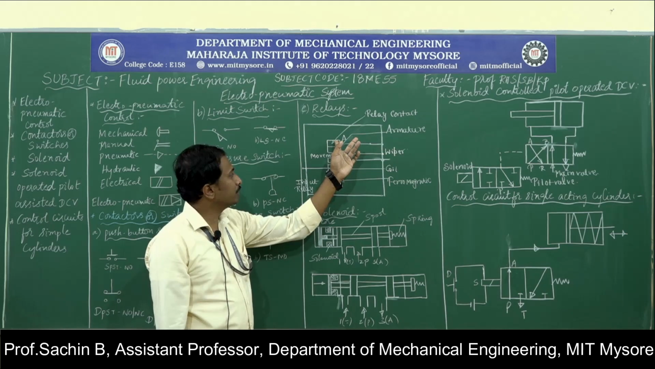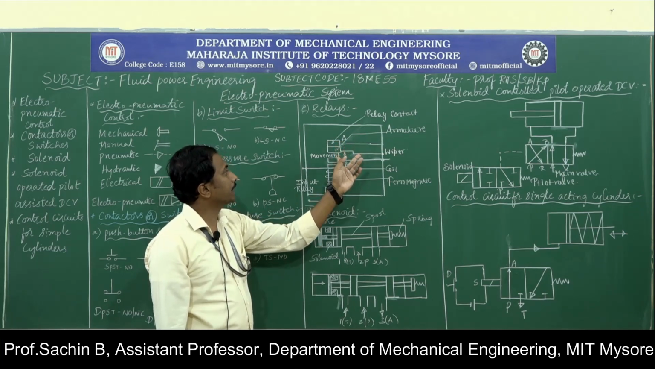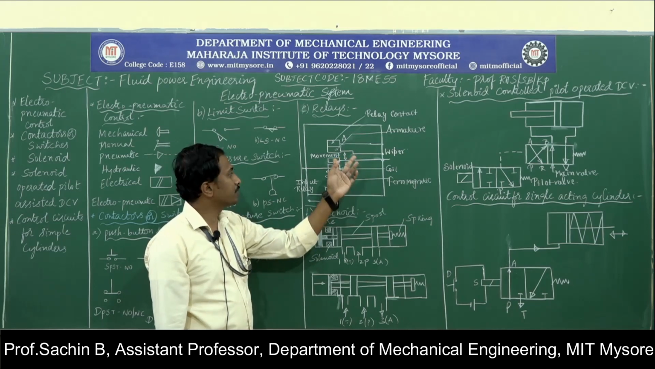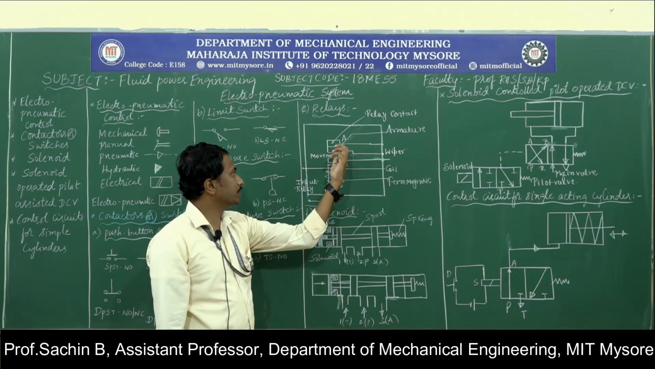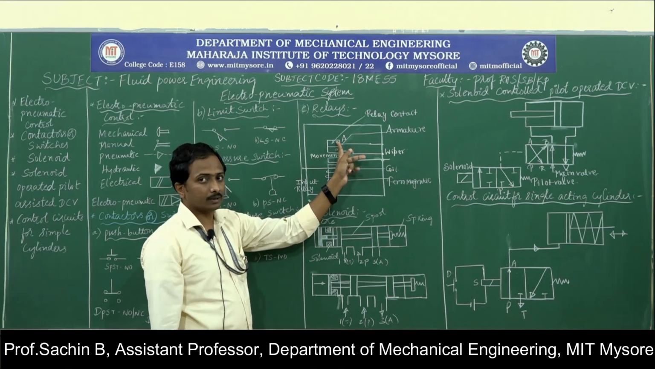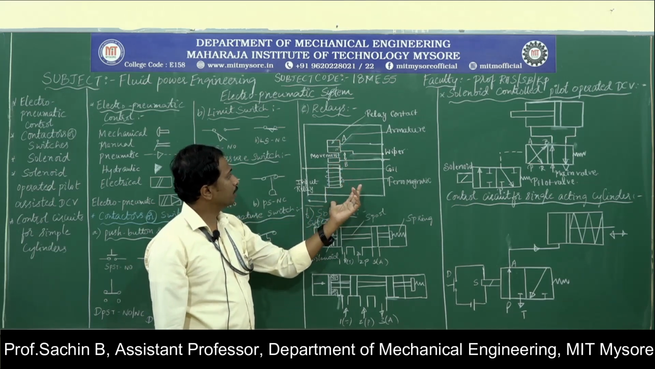Again, we need to de-energize this. During that time the armature again makes contact with the B contact. Before actuation the armature is connected with the B contact. After actuation the armature is connected with the relay contact. This is how the relay works.